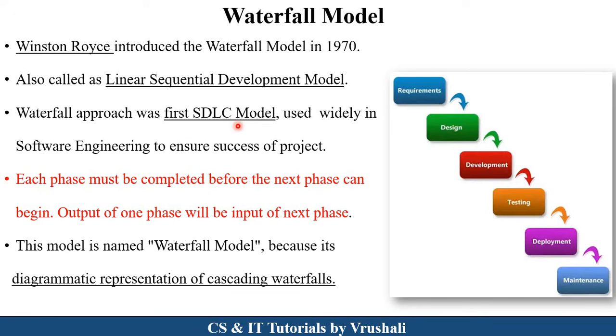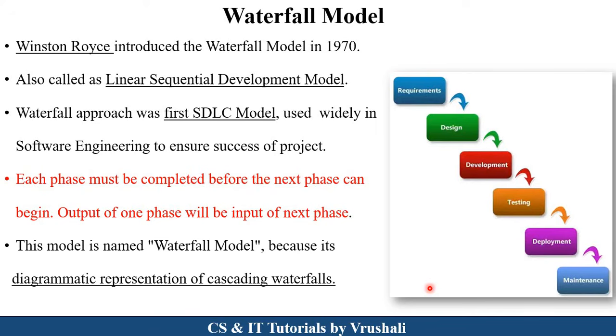The waterfall model is the first software development lifecycle model, which is widely used in different software engineering projects as per the customer requirements. Now, in this waterfall model, there are a total of 6 phases: requirement analysis and planning, then design, development, testing, deployment, and maintenance. This model is called waterfall because see here their diagrammatic representation. Every cascading component shows the waterfalls. That's why this is called the waterfall model.